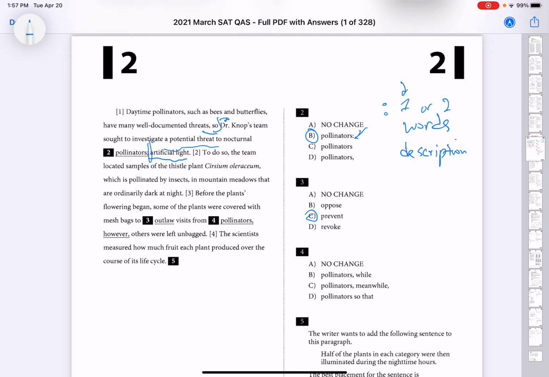The scientists measured how much fruit each plant produced over the course of its life cycle.